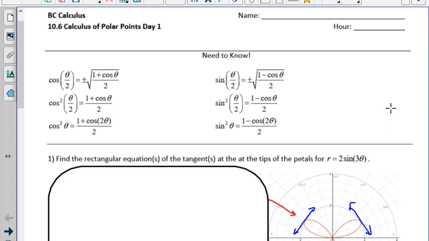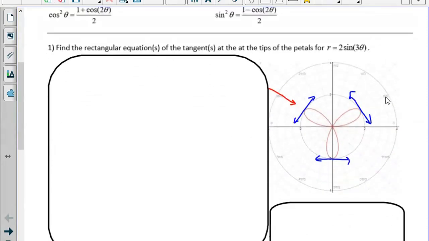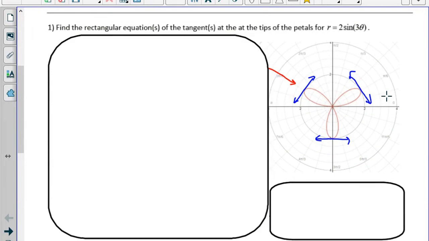Calculus of polar points, day one. You need to know these things. You learned them in previous classes. Moving along. Find the rectangular equations of the tangents at the tips of the petals for r equals 2 sine of 3 theta.